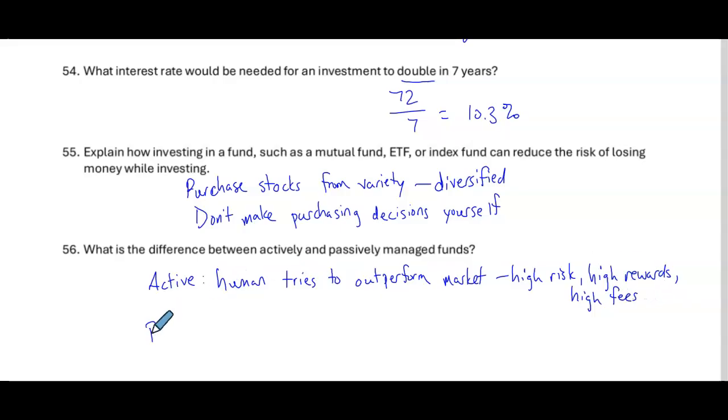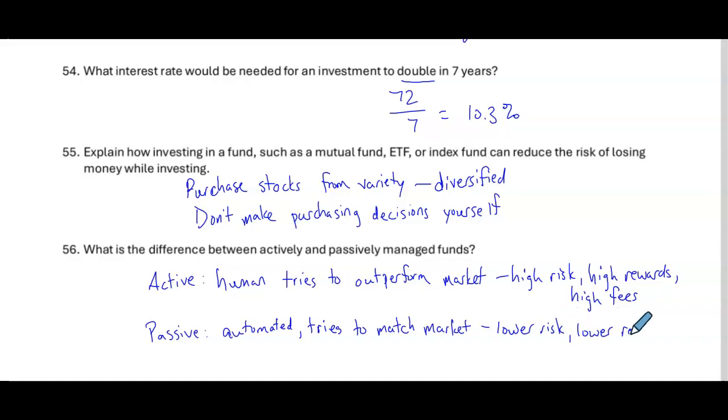But the passive is just the opposite. The passively managed fund, it is automated, and it tries to match the market. So it's more conservative. It's not trying to outperform the market. It's lower risk, which comes with lower rewards, potentially, and it's also lower fees. Okay, so those are the main differences there.